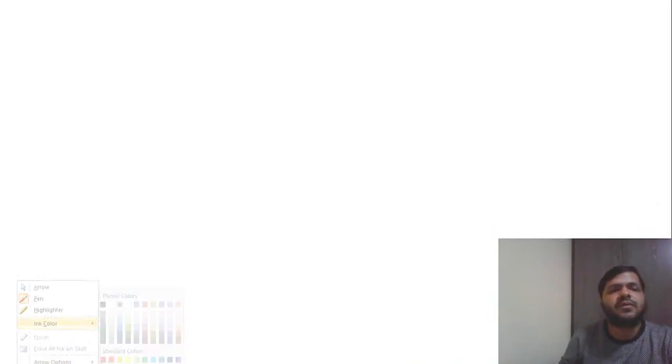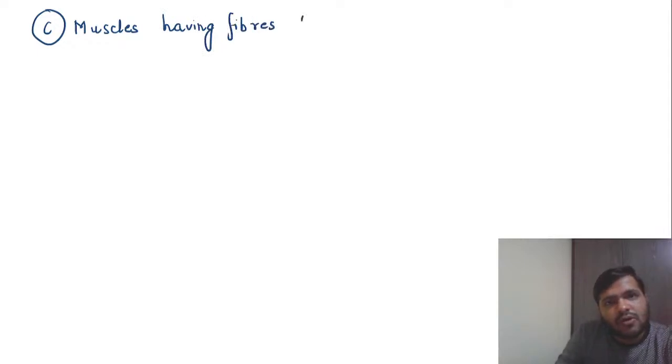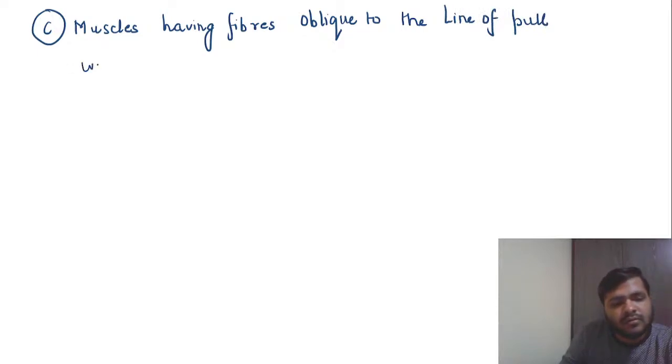So now coming on to the third part, that is muscles having fibers oblique to the line of pull without pinnate arrangement.